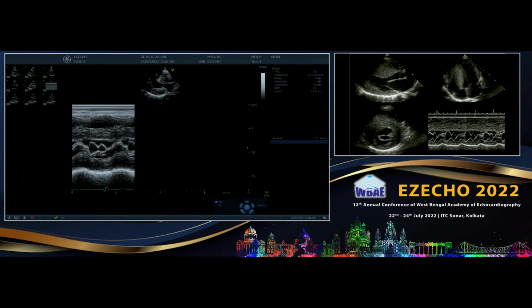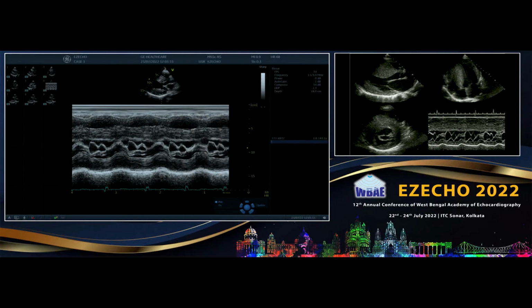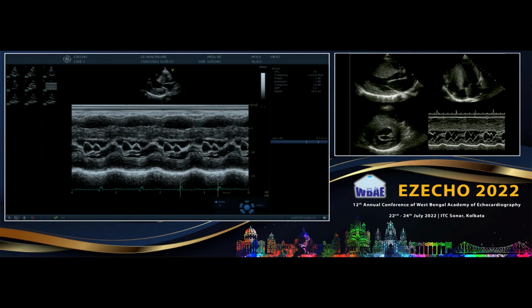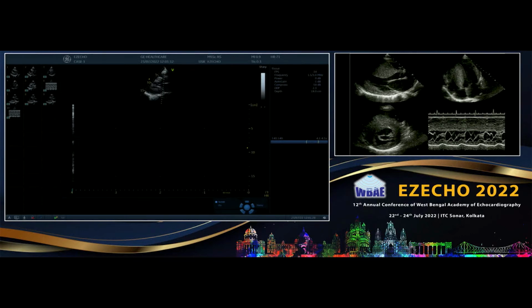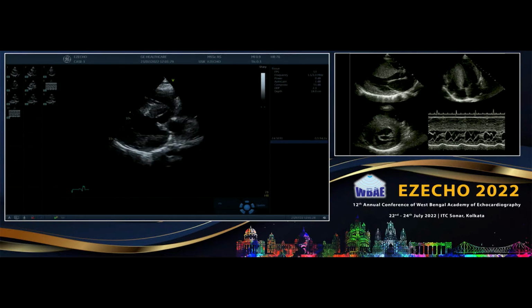And in M mode, as we see, this is the early diastolic opening, the atrial kick opening, and then in systole you can see the closed leaflets are actually touching the septum. So this is the systolic anterior motion. You can put a color Doppler and get a color M mode also. You can see the turbulence.